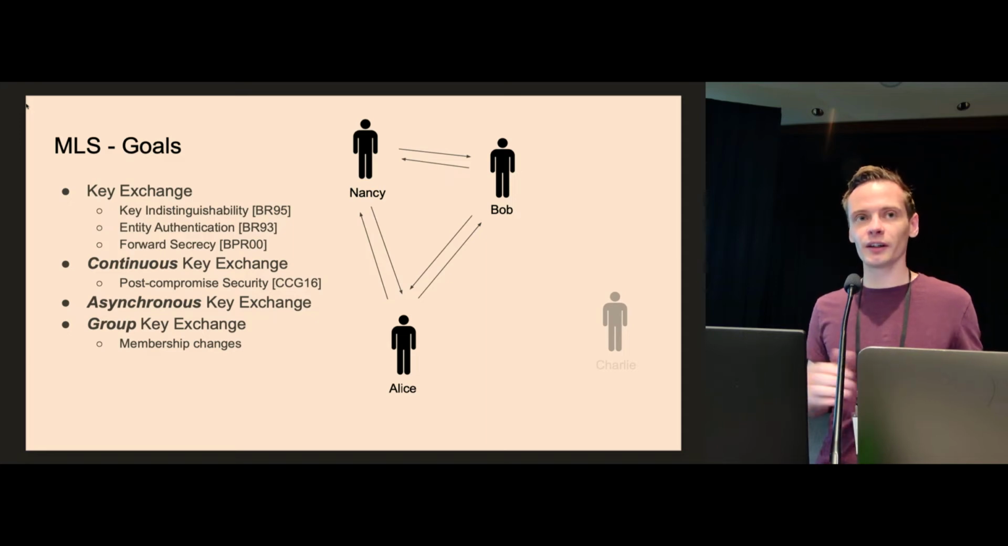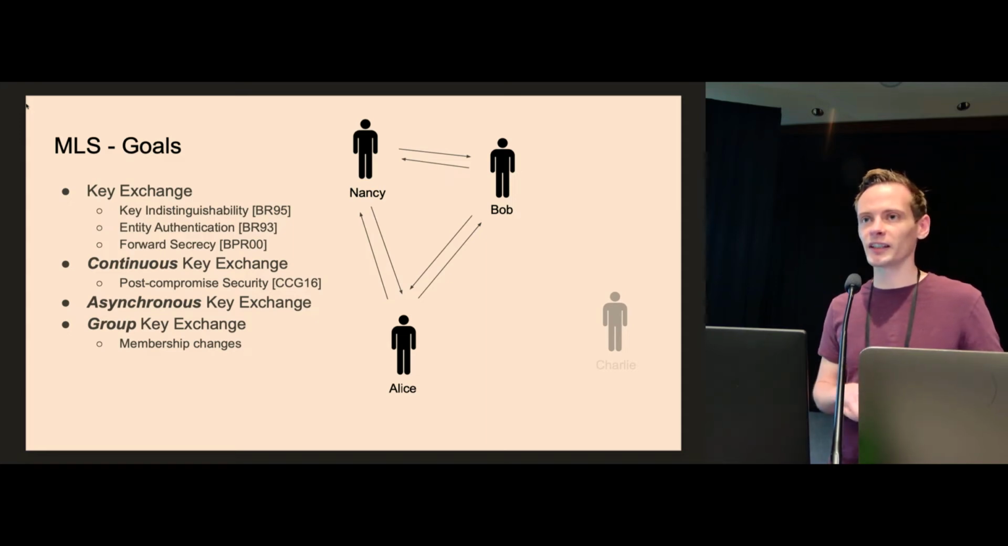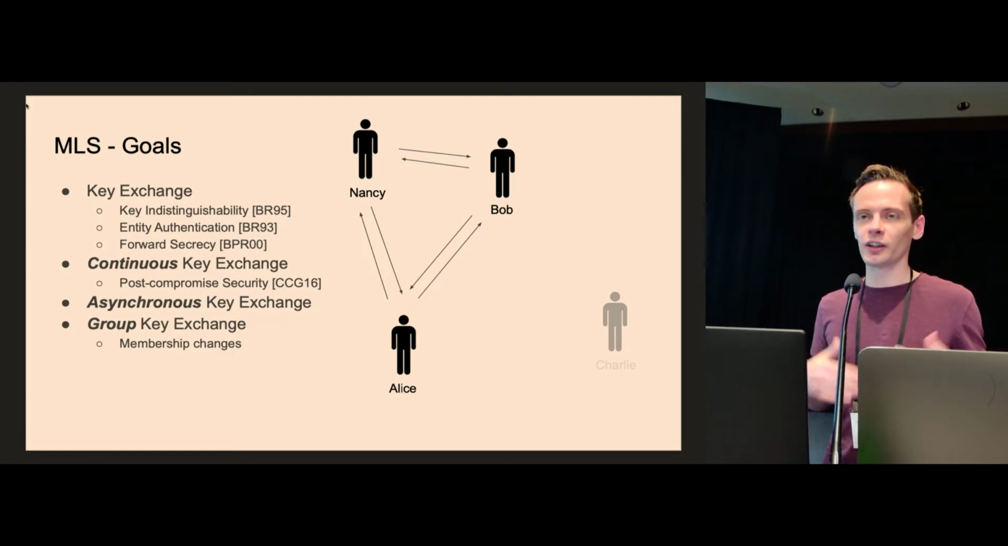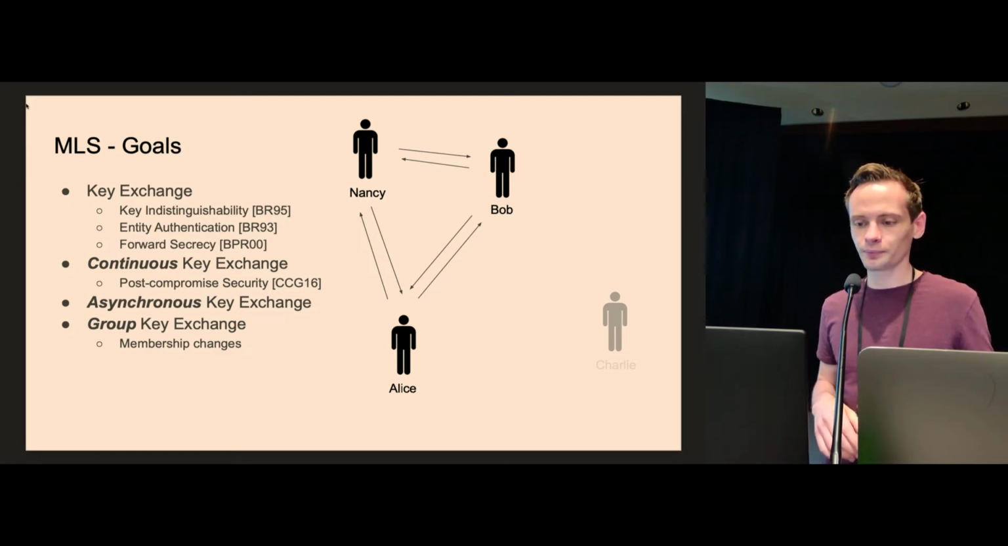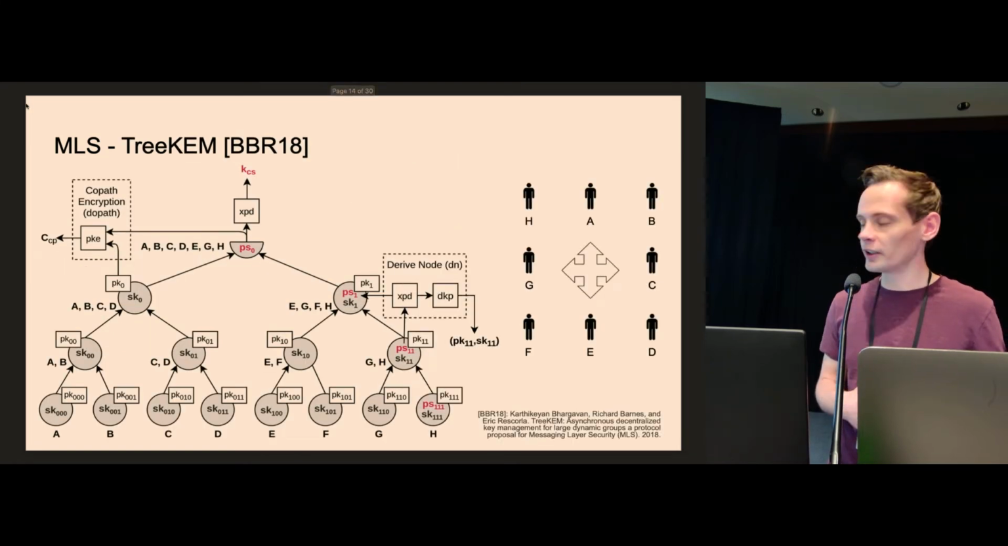And that gives you an idea of what MLS aims to be. MLS aims to be a continuous asynchronous group key exchange protocol that provides proper security guarantees as seen on the slide, and is also efficient at doing so. So how does MLS do this?